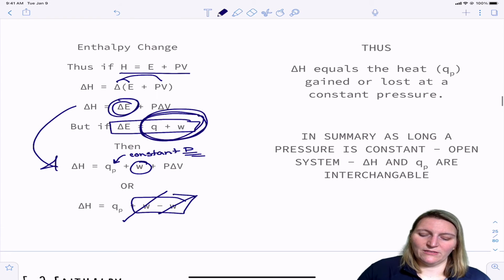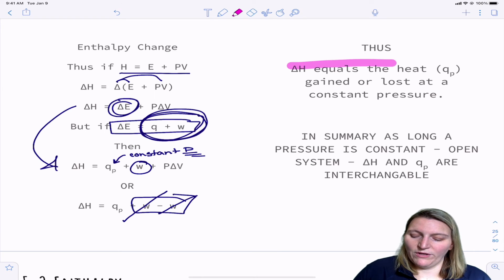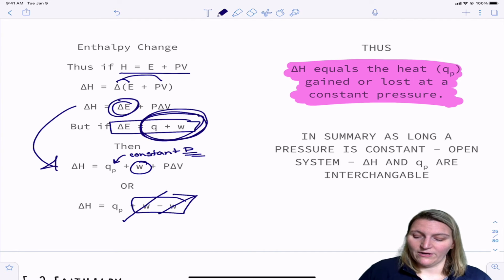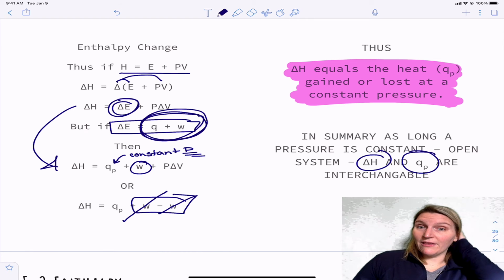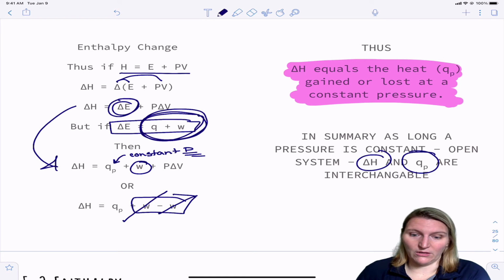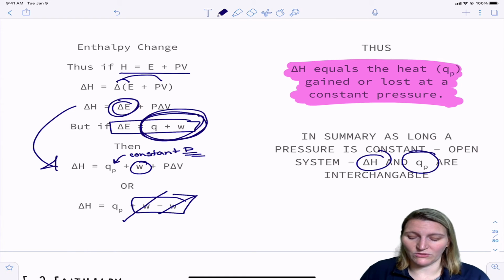And so therefore, this is really the main point that we're trying to get across here: delta H is equal to the heat lost or gained if the system is at a constant pressure, which it's going to be almost all of the time. So therefore, Q and delta H are really interchangeable. And you will see that we kind of use them back and forth. Some tables will say the values of Q, or formulas will say Q, and we'll just substitute in delta H. And that's totally fine.